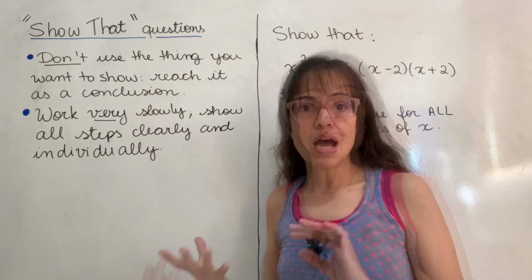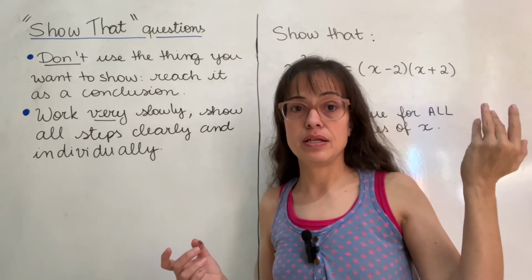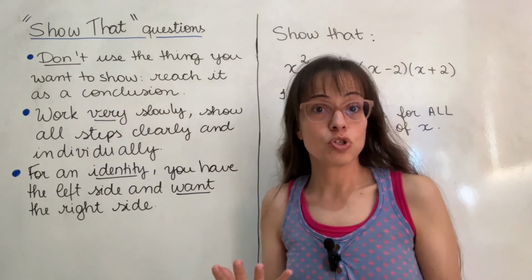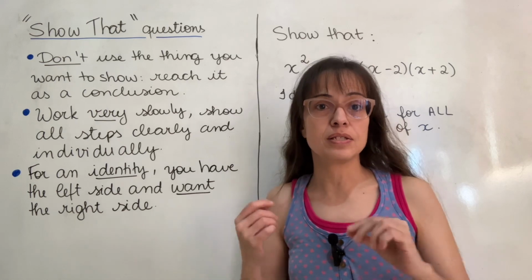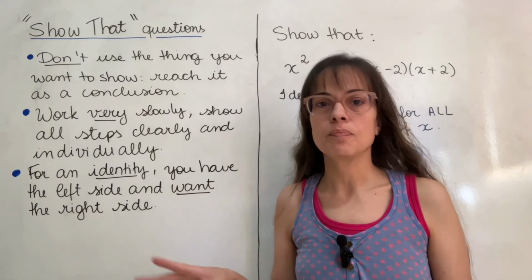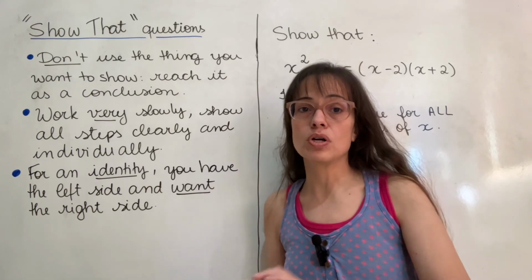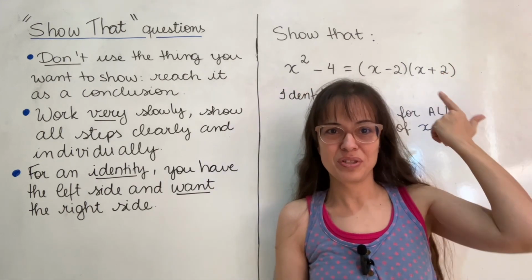But the example that we just did was show that x equals 2, and then it was about solving an equation. But how would all of that work in showing that an identity is true? So in the case of an identity, how does this apply? Because what's going to be considered the answer here? What's going to be playing the role of the x equals 2 in the first example? And it's like this. For an identity, you have the left side and you want to show the right side. So this is the thing that you have and you want to show that that's equal to this.